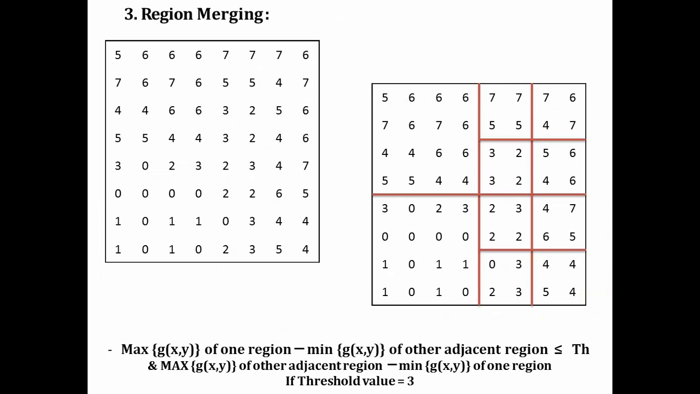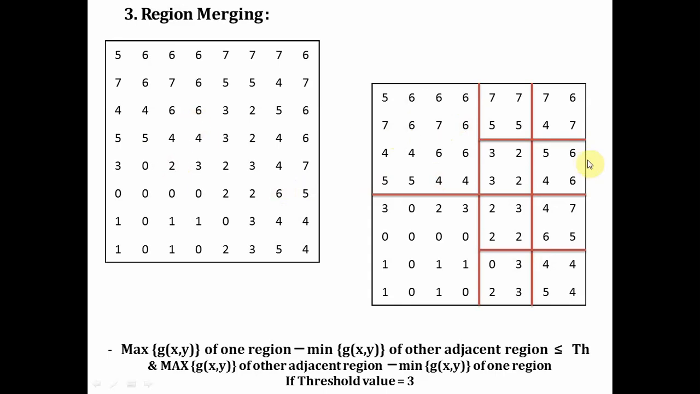Now the next type is region merging. In region merging, again you need to satisfy a condition. Here you need to satisfy the condition in both directions. You need to consider the region and its adjacent regions, and you will satisfy the condition. How to do the region merging?